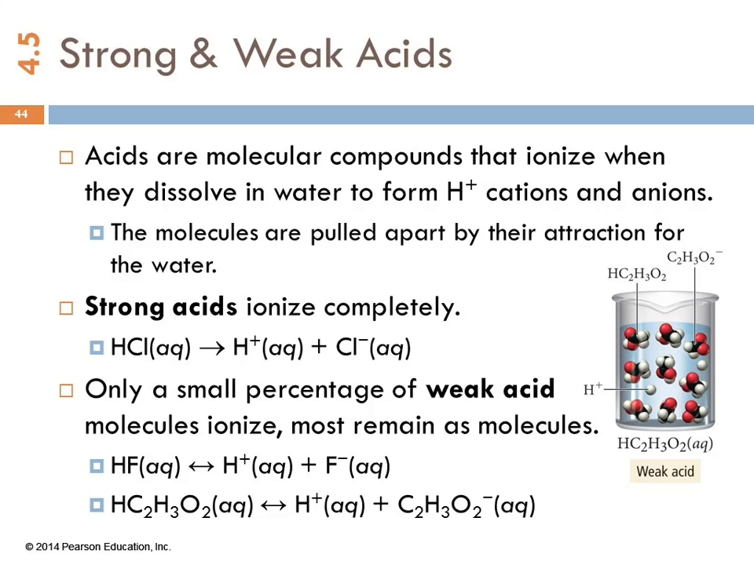A strong acid ionizes completely. So the strong acid, like hydrochloric acid, will dissociate completely into ions. A weak acid will only ionize a little bit. So here's an equation showing acetic acid. It makes some hydrogen ions and some acetate ions, but actually most of it is found as acetic acid, the molecule.